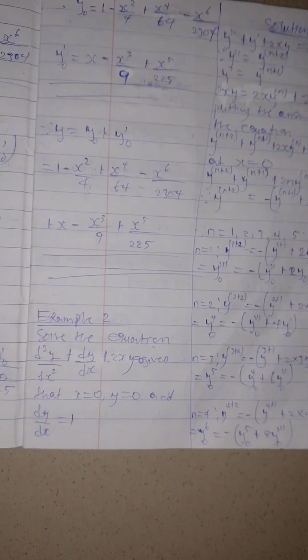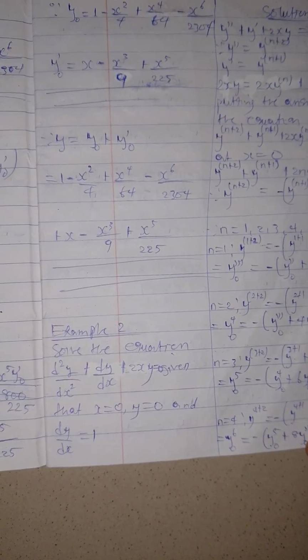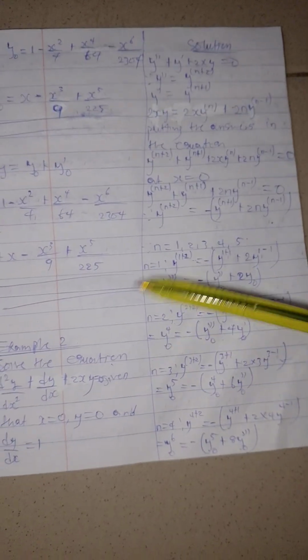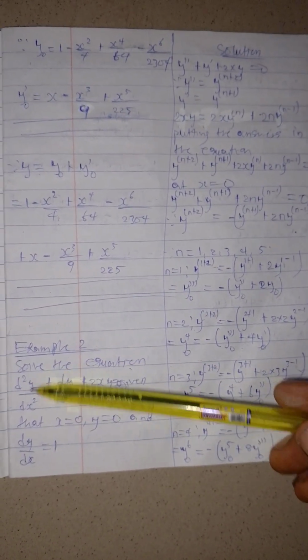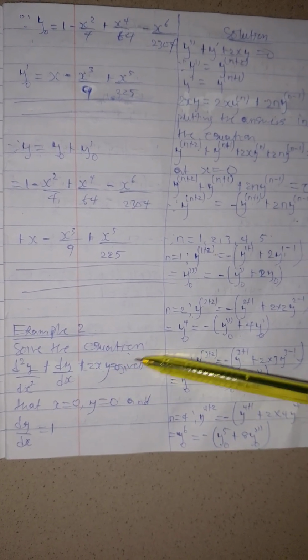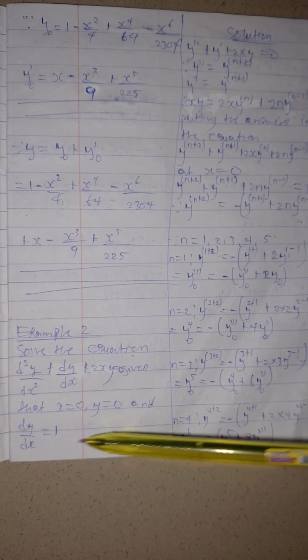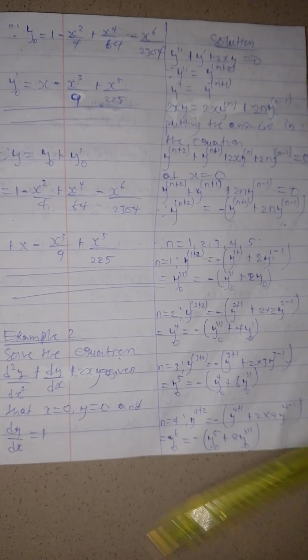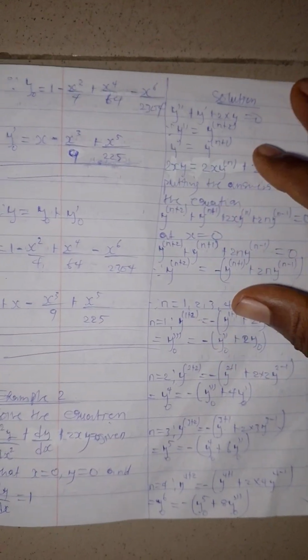Now I have question number 2. Question 2 says that we should solve the equation d squared y over dx squared plus dy over dx plus 2xy equal to 0, given that at x is 0, y is 0, and dy over dx is 1.